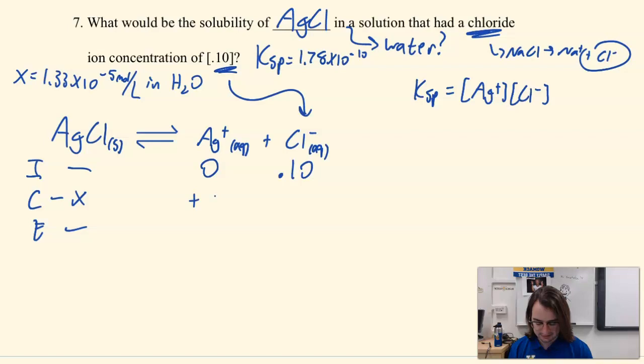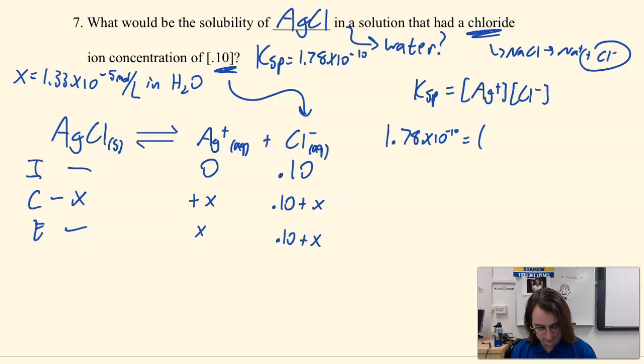Now we do the x's. This time we're going to have 0.10 plus that x. So then I get 0.1 plus x. Now we're going to take these, we're going to plug them back into our KSP. So I got 1.78 times 10 to the negative 10th.